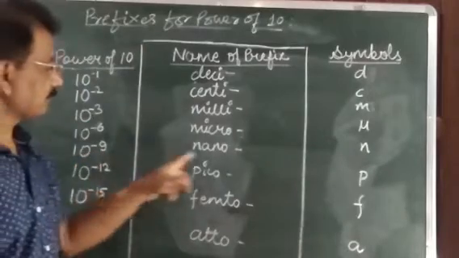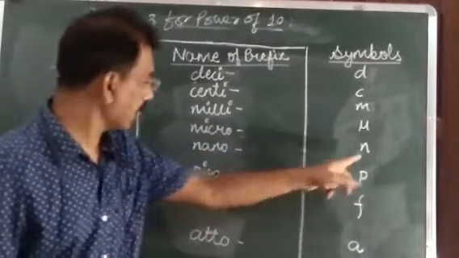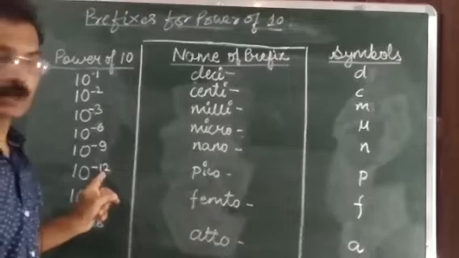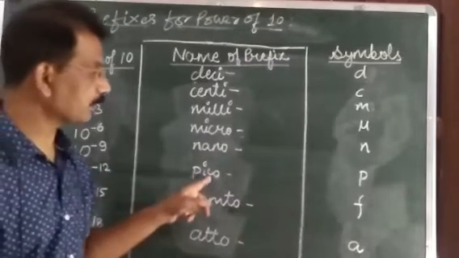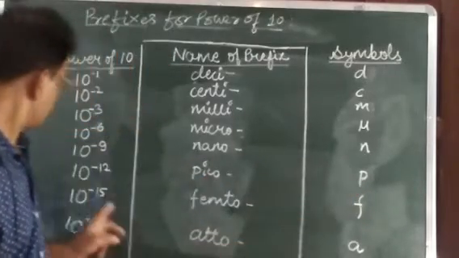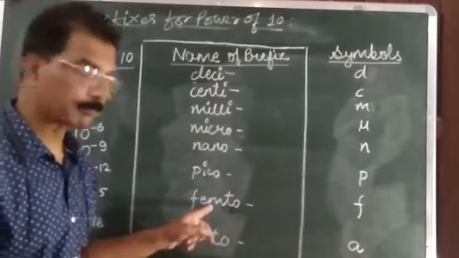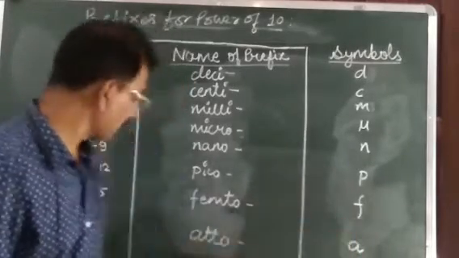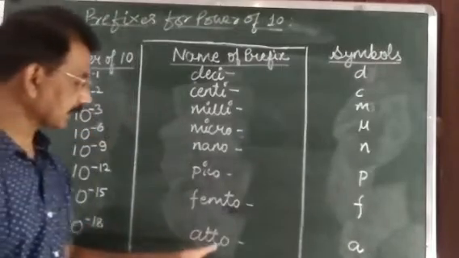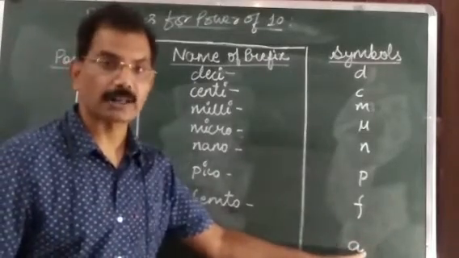10 to the power minus 9, which is called nano, the small n. 10 to the power minus 12, the name of the prefix is pico, denoted by small p. 10 to the power minus 15, the name of this prefix is femto, which is denoted by a small f. And 10 to the power minus 18 is atto, which is denoted by a small a.